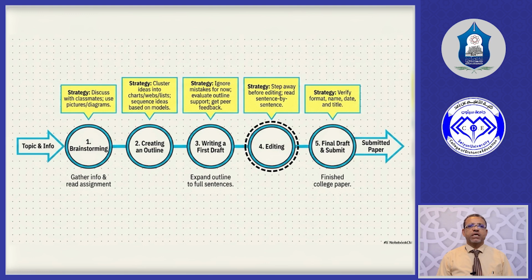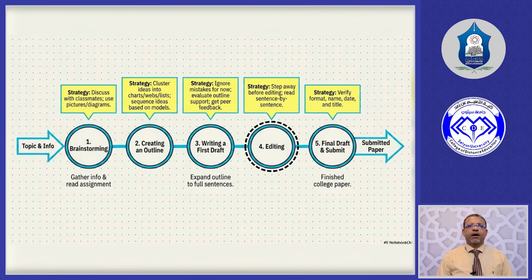Here, number two, creating an outline. Strategy: cluster ideas into charts, webs, lists, sequence ideas based on models. Now you brainstorm, you have plenty of words, sentences, clauses, phrases, because at the stage of brainstorming, you never concern yourself about spelling, about meaning, about whatever. No, you just write whatever comes to your mind. In the outlining here, you put them as clusters: which one can go, which one cannot go into your paragraph.